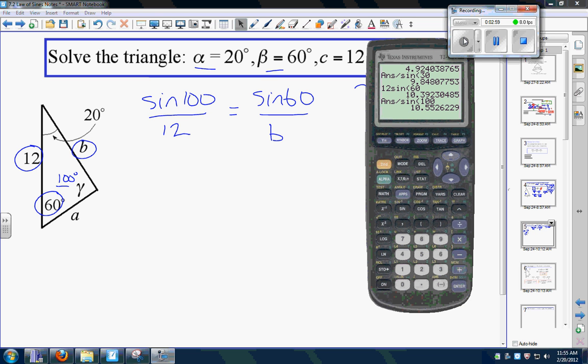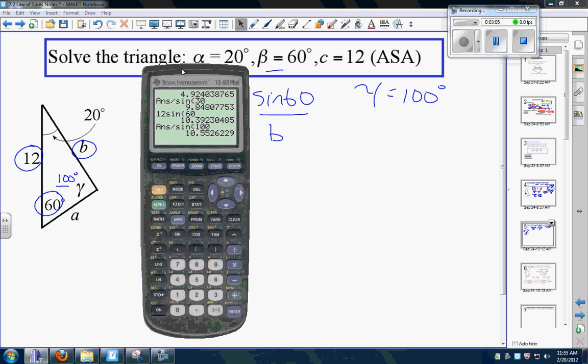We check and see if that makes sense. Angle C was 100. Its side was 12. So an angle B of 60, it better be less than 12. Comes out to 10.55.